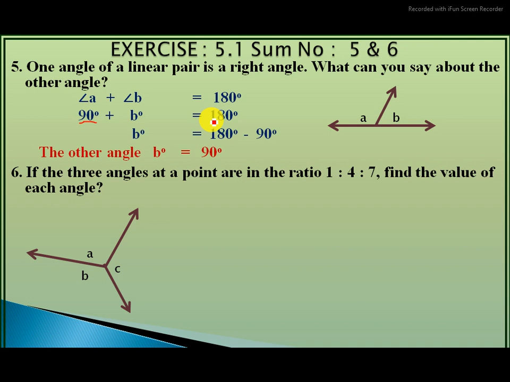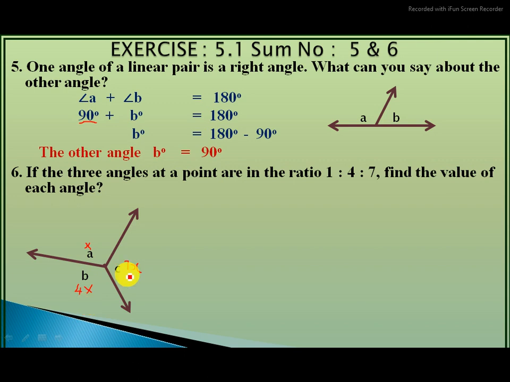If the three angles at a point are in the ratio 1:4:7. So here it's given they are in the ratio 1:4:7. So let's take x as angle A. B is in the ratio 4, so it's going to be 4x. And C is in the ratio 7, so it is 7x.